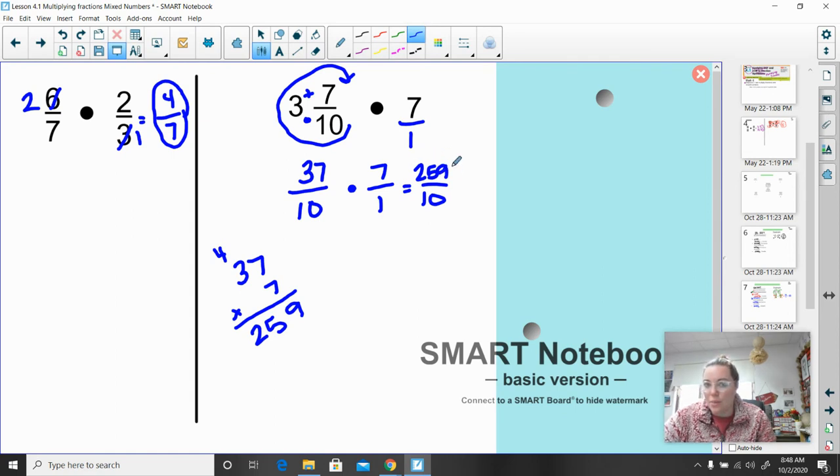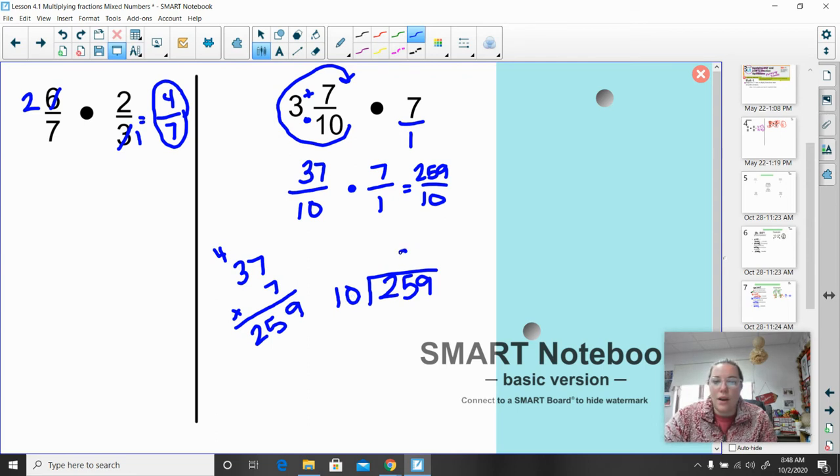Now, here, I can simplify this. If it is an improper fraction, meaning that the top is bigger than the bottom, we have to simplify. So we do this by dividing. So 259 divided by 10. Remember that this fraction bar means division, so it's literally just the top divided by the bottom. So your top goes in the house, your bottom goes outside.